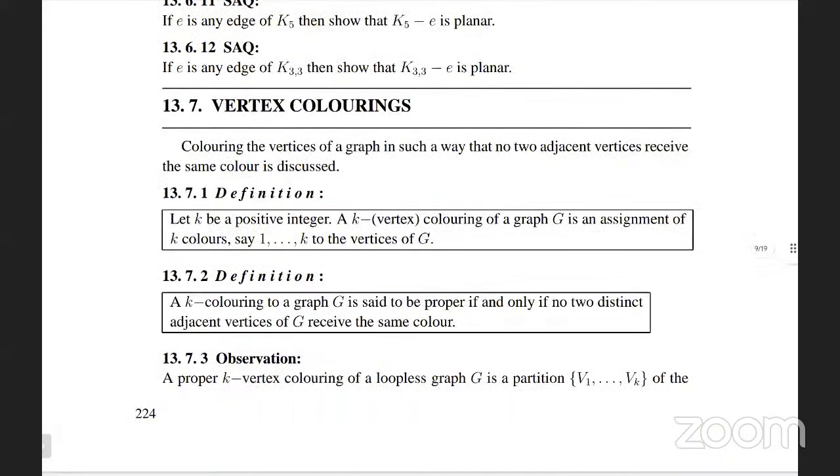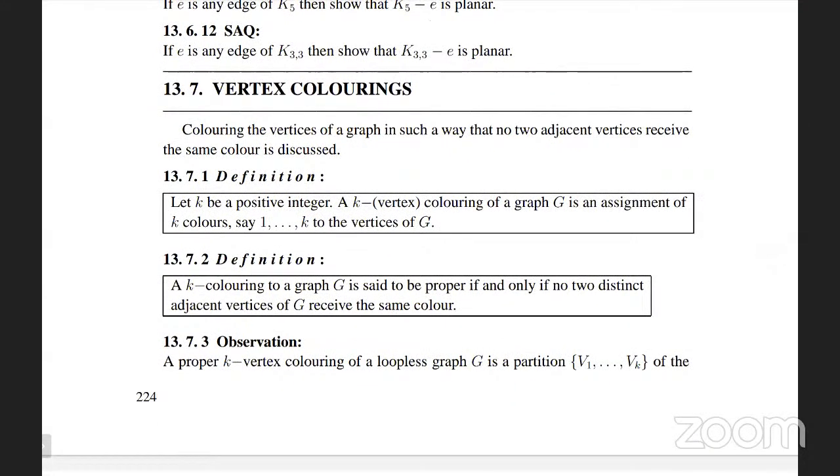Next, what is coloring? Now I am discussing it. Let K be a positive integer. A K coloring of the graph G is the assignment of K colors, say 1 to K, to the vertices of G.